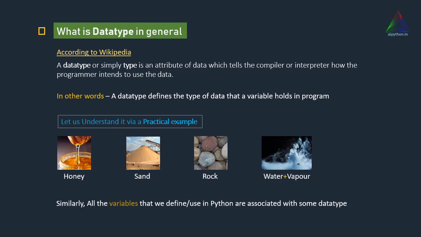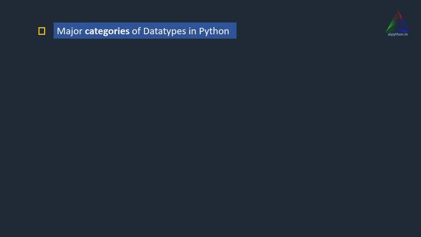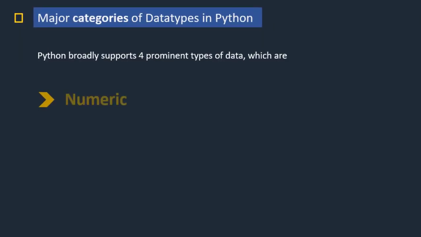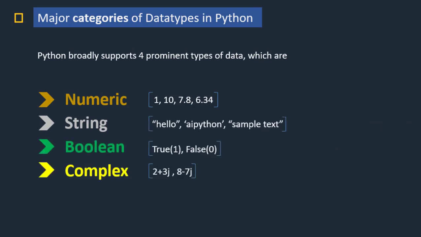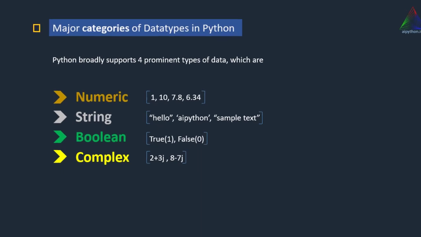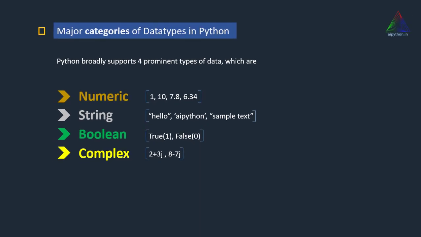We'll be going into the details of the different kinds of data types in Python. So the major categories of data types in Python are numeric types that hold numbers. It could be anything, integer, float, and then strings that hold text. Boolean categorizes true and false. Complex is again a different form of data type which holds real and imaginary numbers together. We are going to see the details of each data type in our videos. However, there are a few other data types which we will see in the next videos.